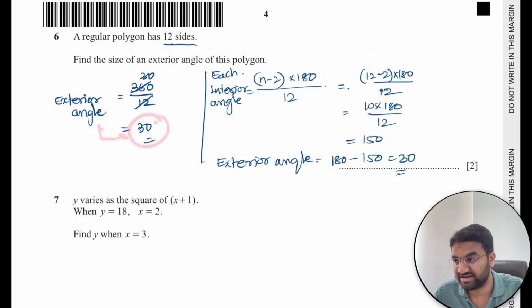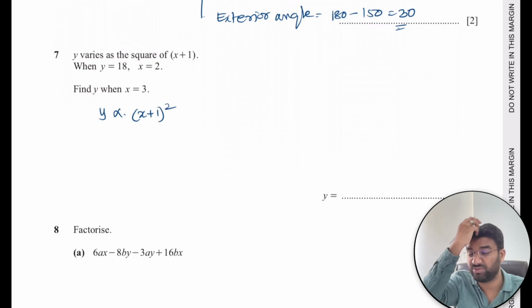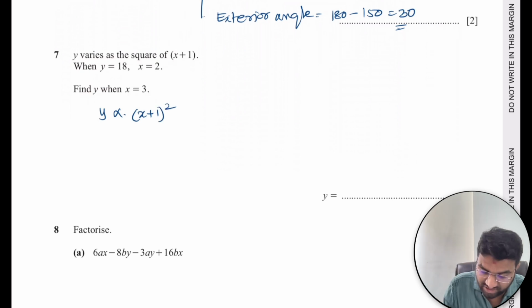you will get each exterior angle. Alright, then y varies as the square of x plus 1. When y is equal to 18, x is equal to 2. So find out y when x is equal to 3. You have to put it in the form of an equation. So y is directly proportional to the square of (x plus 1). This is a direct proportion, inverse proportion question. To remove the proportionality constant, we take k is equal to (x plus 1) squared.